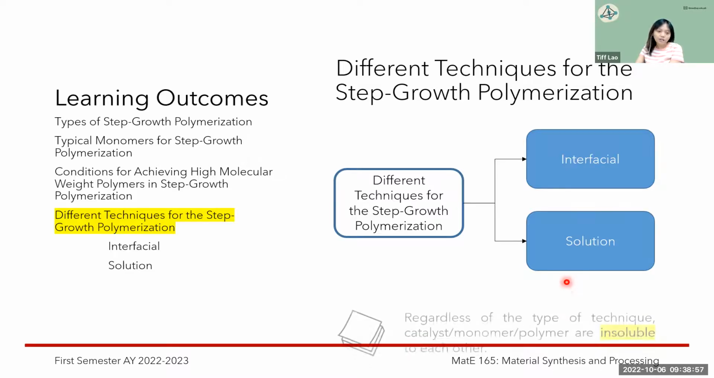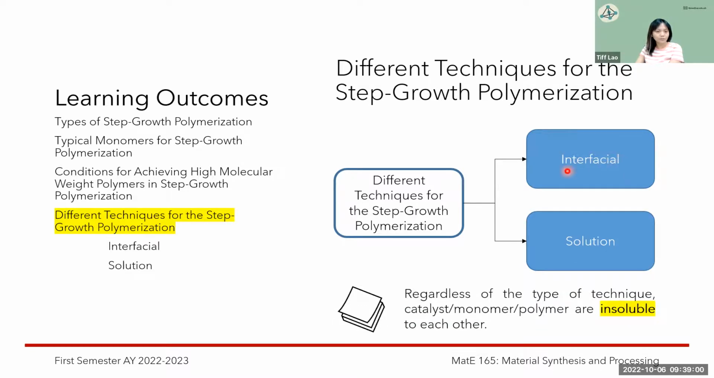Pero regardless of the type of technique, mapa-interfacial siya or solution, yung catalyst, monomer, polymer mo dito, you expect them to be insoluble to each other. Kapag ganyan, naglagay ka ng catalyst at ito yung reactor mo, o naglagay ka ng catalyst at saka monomer, insoluble sila with each other. But they're going to react. It's just that they are insoluble with each other. Tapos kapag nagbuo na yung polymer, you also expect na yung polymer ay insoluble sa dalawang components mo.